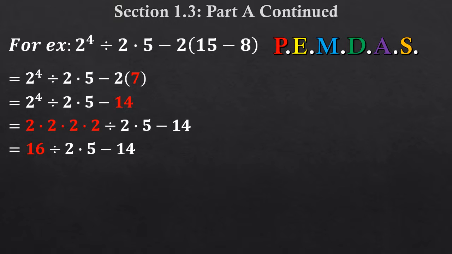Okay. Next in the order, we have division. Why am I dividing first? Because the division sign came before the multiplication sign. So 16 divided by 2 is 8. Bring everything else down behind that.